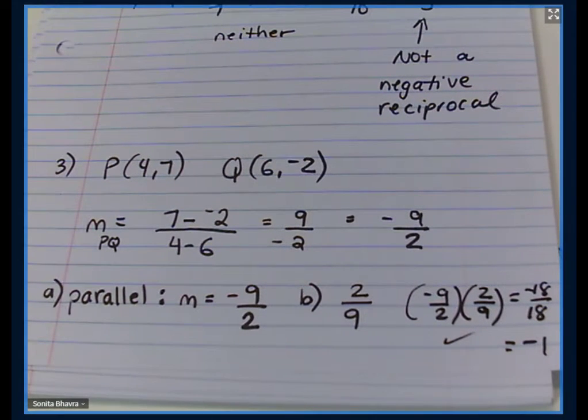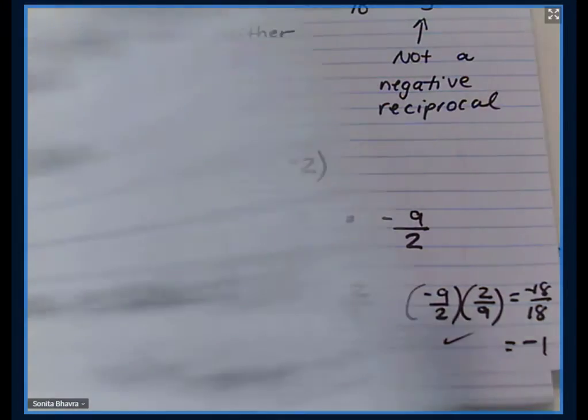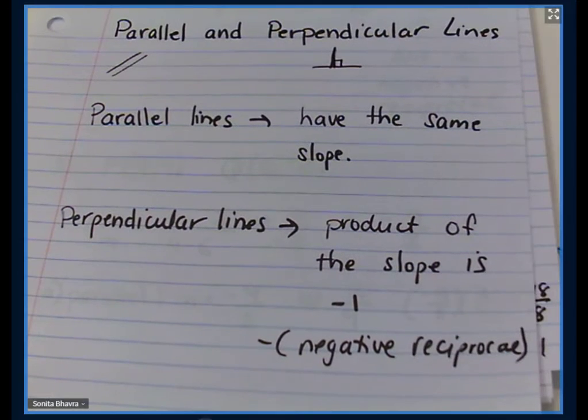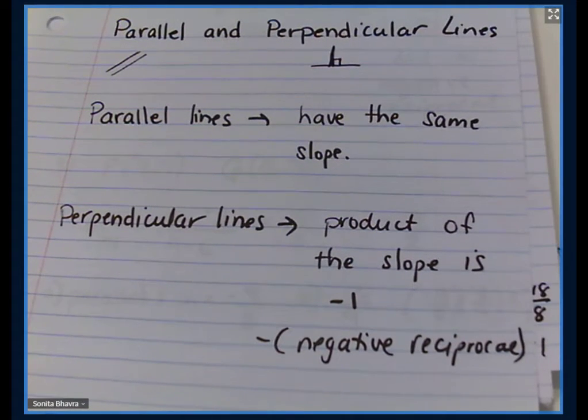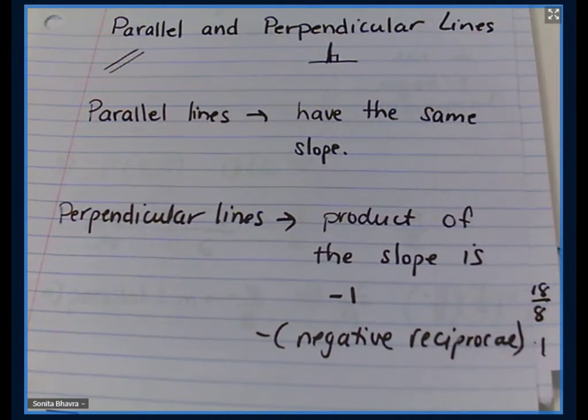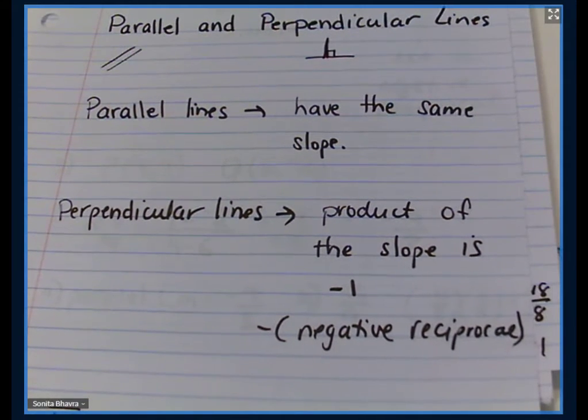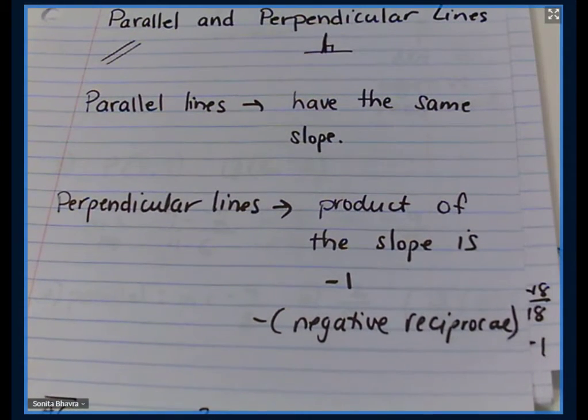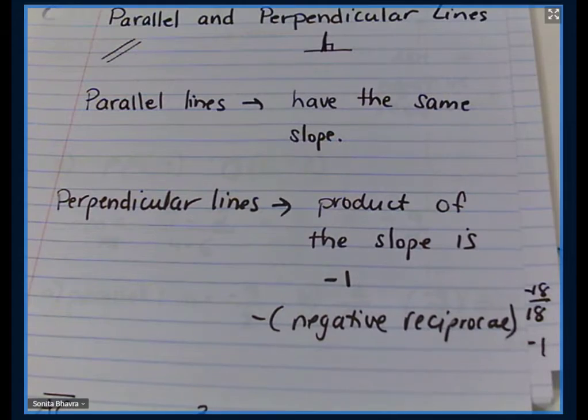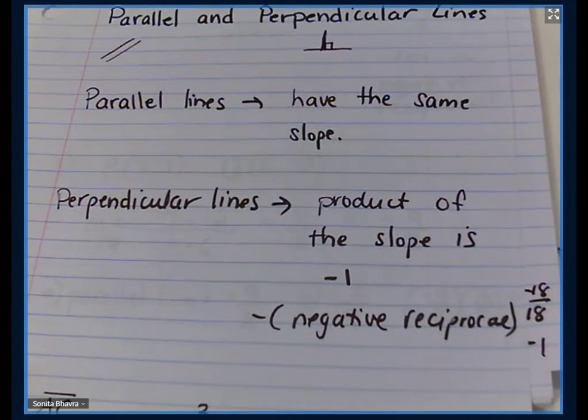All right, so just to reiterate the rules here one more time. The two parallel lines will have the exact same slope, and for perpendicular lines, you take the negative reciprocal. If you take the product of both of those slopes, you will end up with -1.